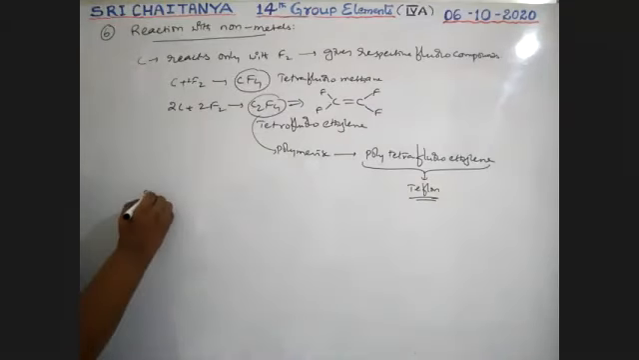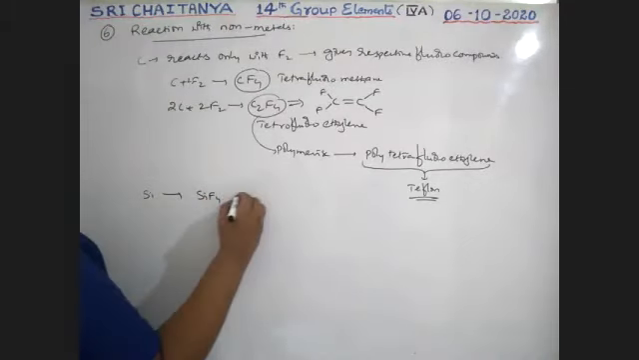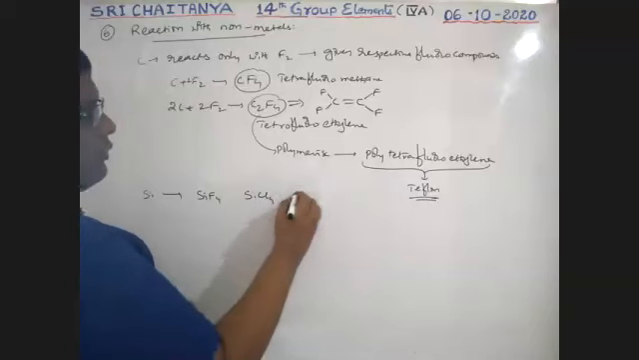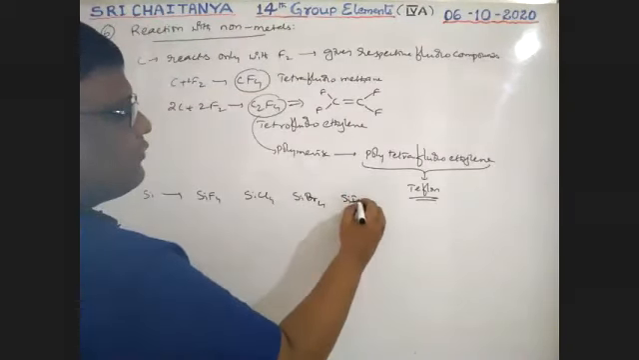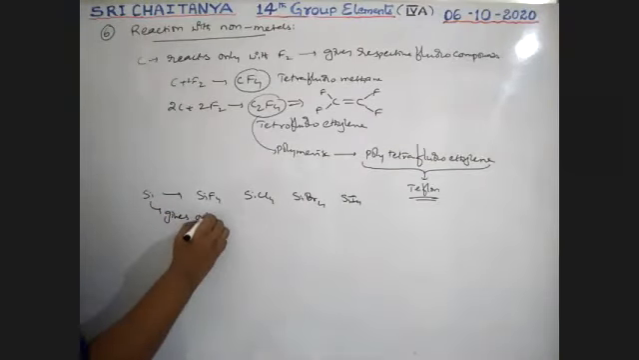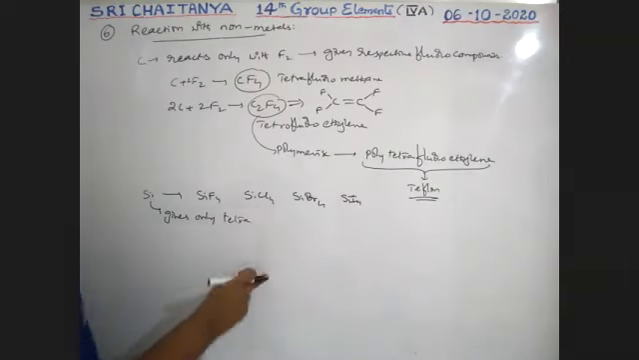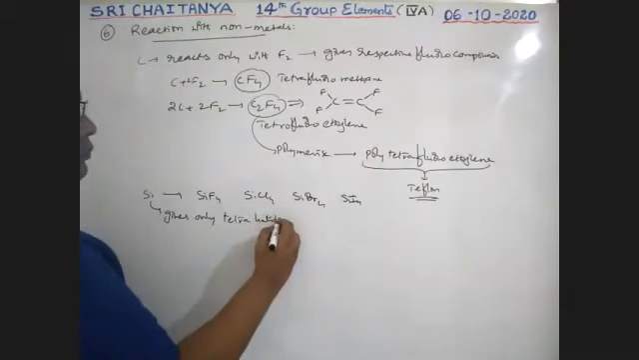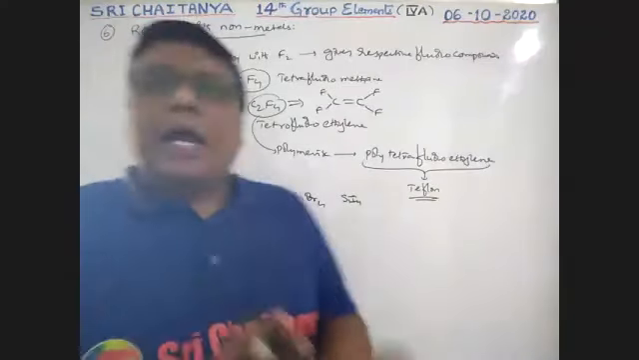Next, silicon. Silicon can give only tetrahalides, that is SiF4, SiCl4, SiBr4, SiI4. It gives only tetrahalides. So this is about reaction with halogens, boys.